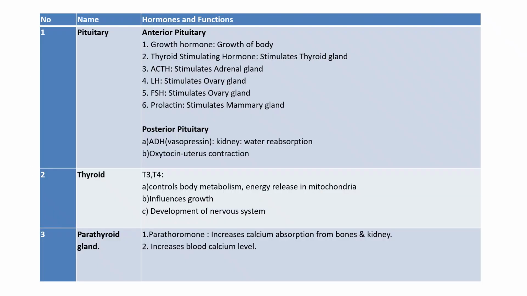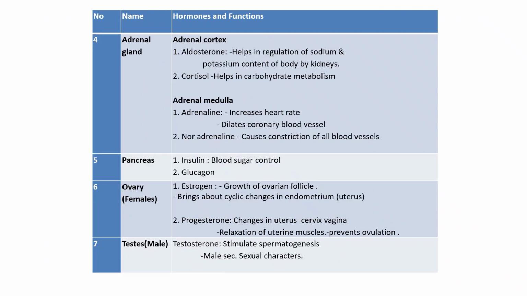So this is a summary of hormones and functions of the hormones secreted from the endocrine glands like pituitary, thyroid, parathyroid gland, adrenal gland, pancreas, ovary and testes.